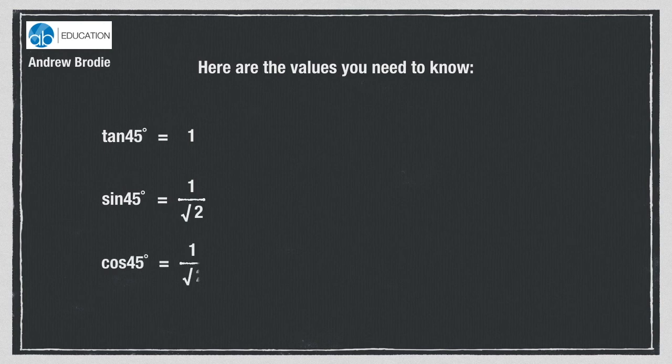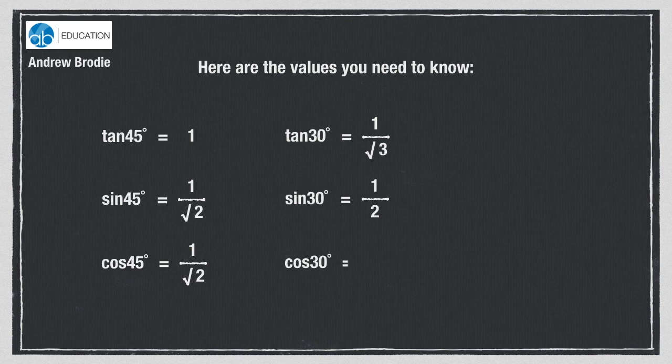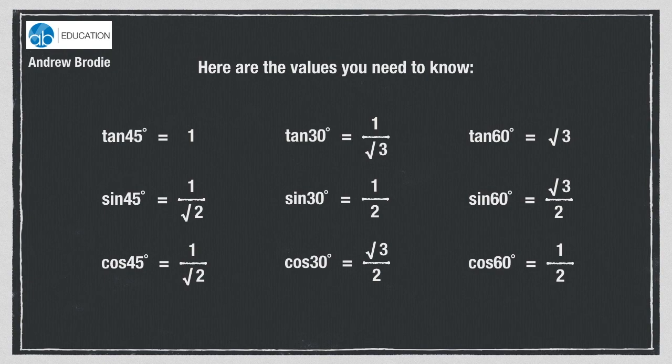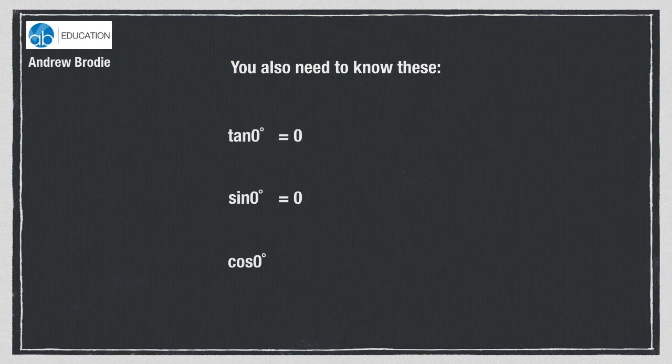Here are the values you need to know. The easiest way to learn them is to remember the triangles we've looked at. Use the information shown on the triangles to work out the values shown here. You also need to learn these values. Notice that tan 90 degrees is not shown because it's impossible to define it.